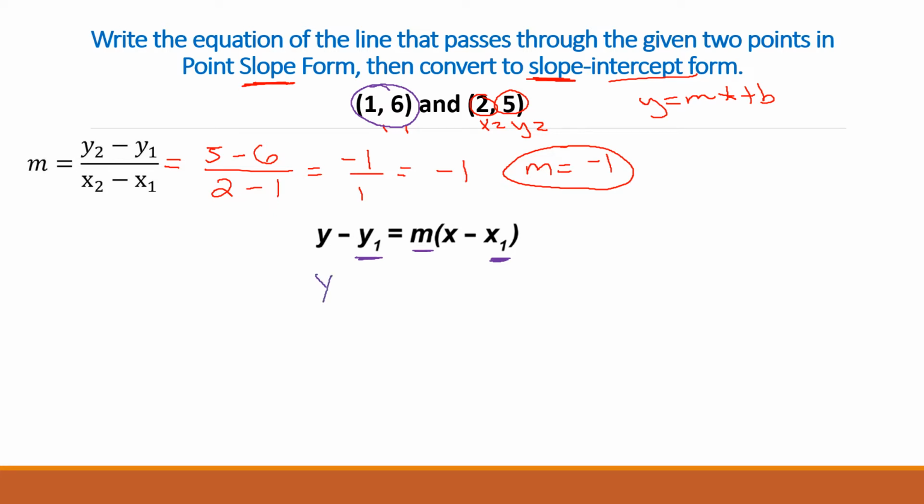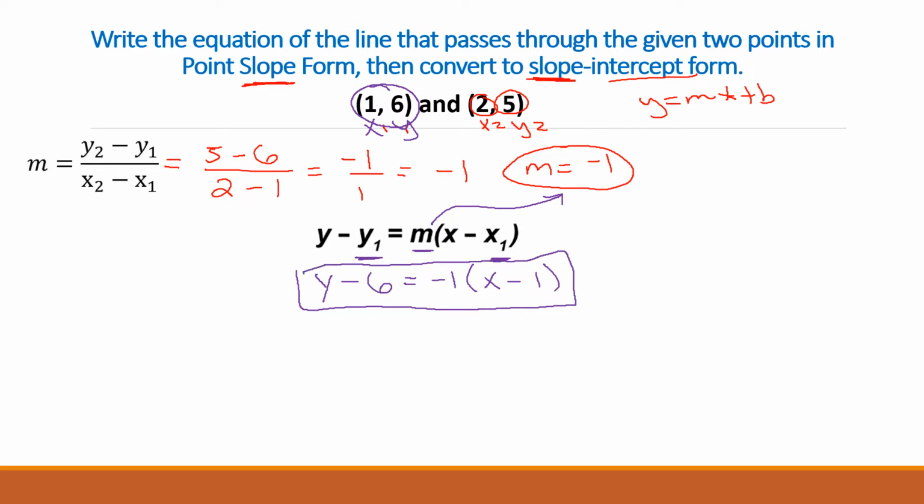So that will be y minus, so remember, in every ordered pair you have an x and a y. My y value here is 6, equals m. M is my slope that I found here, that is negative 1, and x minus my x value, which is 1. And so this is my equation in point slope form. And you could pick the second one. It does not matter because that ordered pair goes through the line as well.